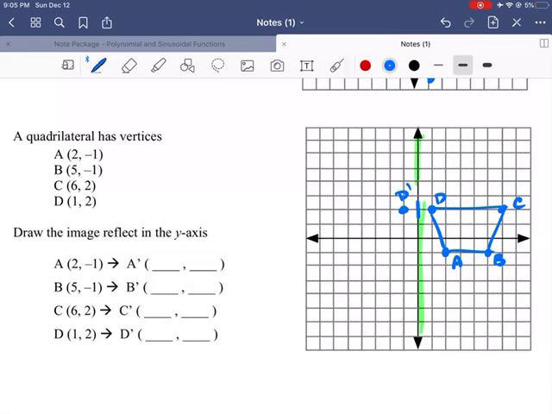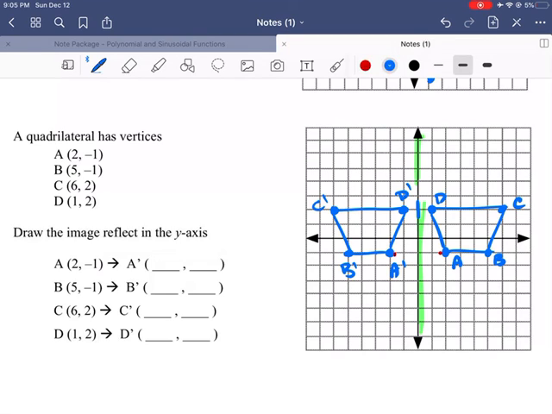A is 2 away here. So you go 2 in the other direction, and you can put your A prime. Now B is on the same height as A, and it's 3 away, so 1, 2, 3, B prime. And then C is going to be right there, C prime. So connect these points, and there you go, a reflection in the y-axis.